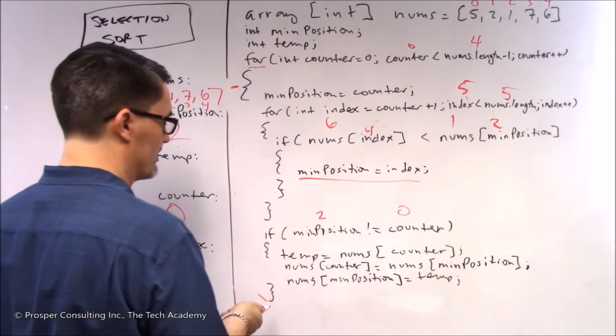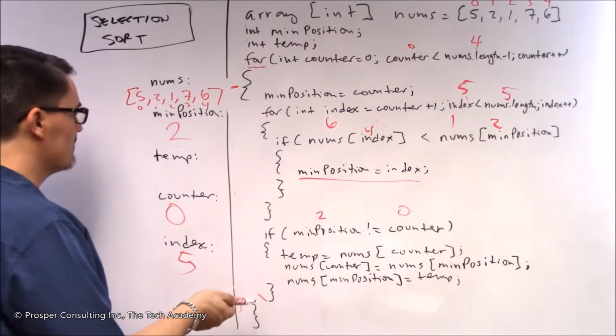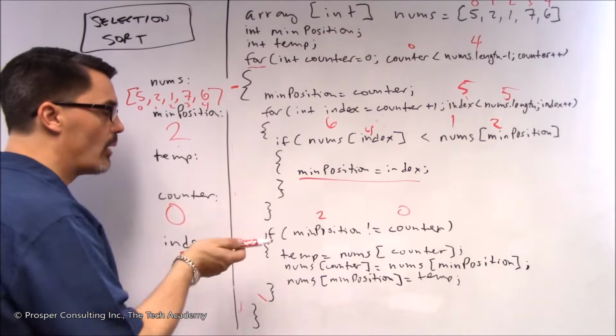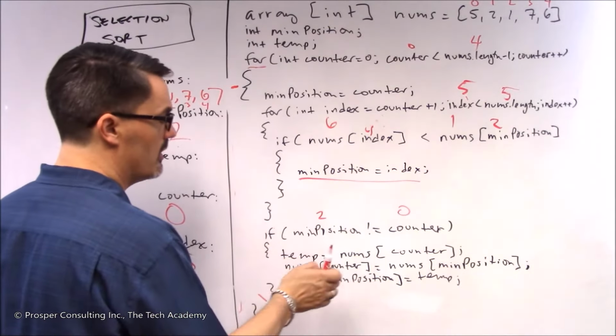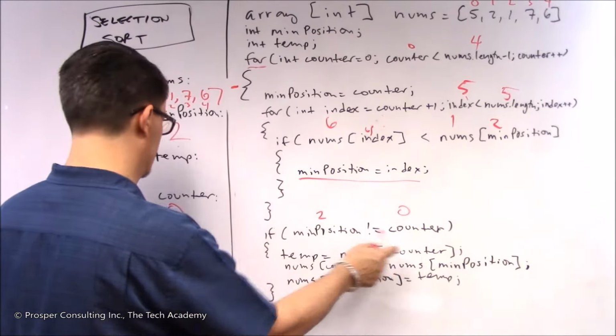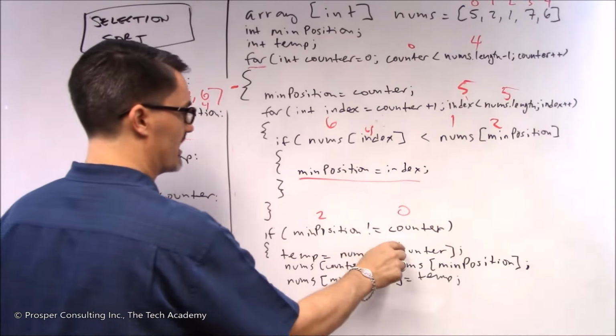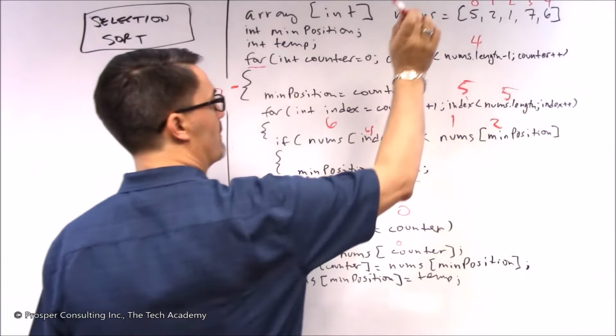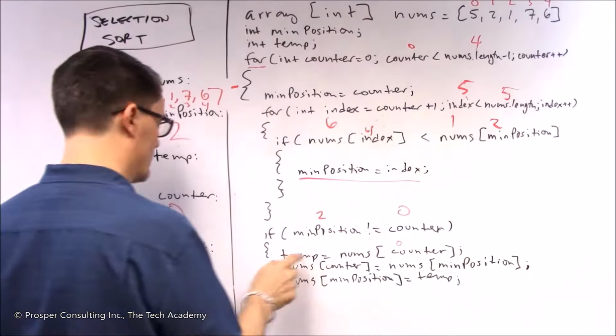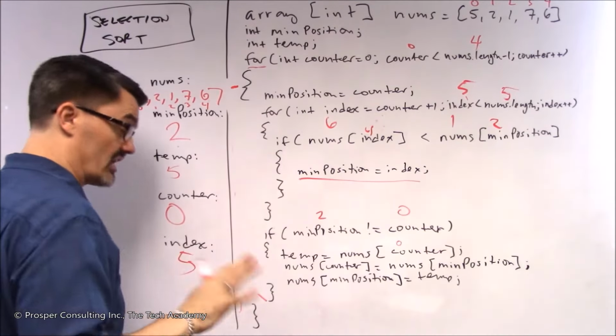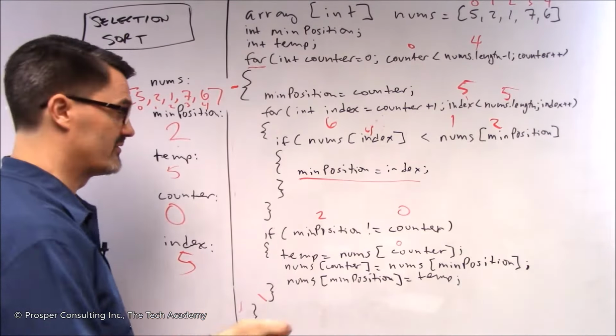So now let's execute it. Temp. Oh yeah, temp. Forgot about that. We didn't even assign it a value. Now we're going to set temp equal to the value in the array at position 0, because counter is equal to 0. What's the value in the array at position 0? It's 5. So we're going to make temp equal to 5 just for now. We're temporarily storing the value.